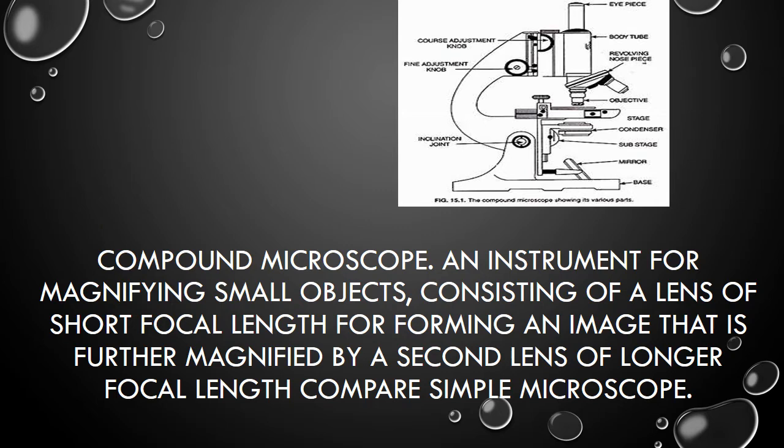Here is the diagram of a compound microscope. Look at this picture. It consists of an eyepiece. Eyepiece is a lens near to our eye.